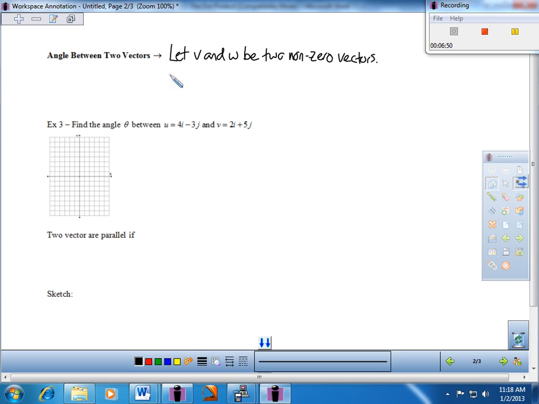So let V and W be two non-zero vectors, and then theta is going to be the smallest non-negative angle between them. So it could be acute, could be obtuse, and you'll see this momentarily, but this has to be in place for us to kind of go forward. So theta is the smallest non-negative angle between them.